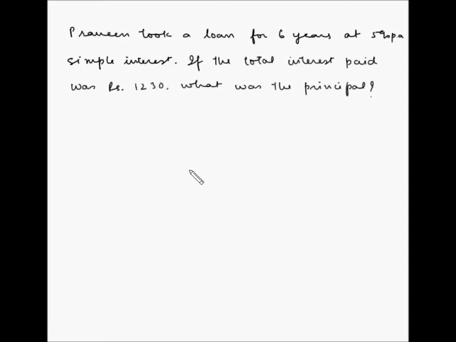Praveen took a loan for 6 years at 5% per annum simple interest. If the total interest paid was rupees 1230, what was the principal?